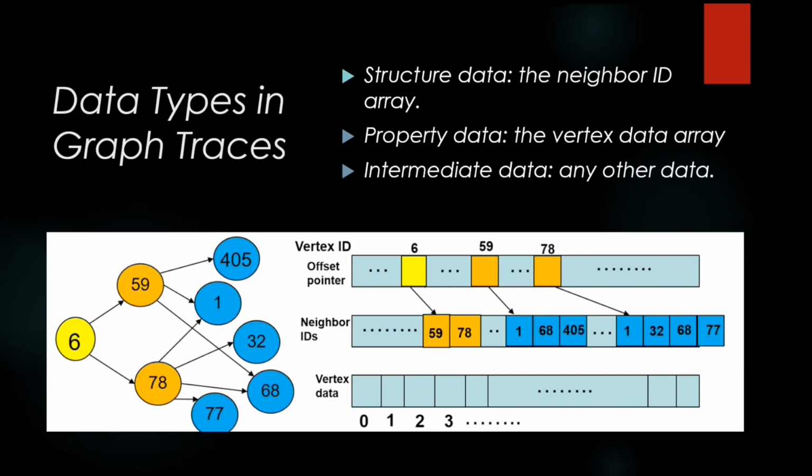Each entry in the offset pointers belongs to a vertex and points to the start of its neighbors in the neighbor ID array. It is generally observed in graph analytics traces that property data has long reuse distances and structure data has short reuse distances. Thus, as a whole, graph analytics traces have irregular memory accesses.